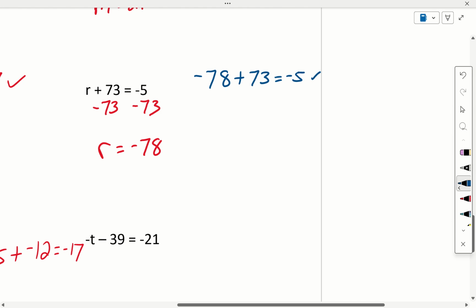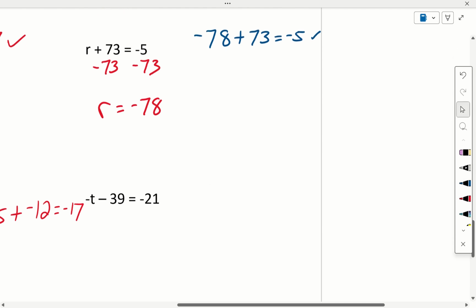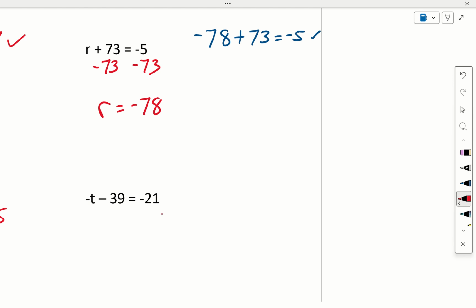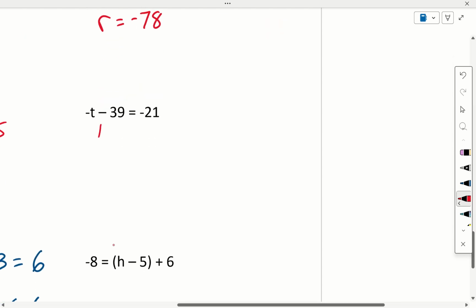Okay. Next one. We've had one similar to this before. There's a negative sign in front of that t. That's okay. The inverse of subtracting 39 is adding 39. So we're going to add 39 on the left. We're going to add 39 on the right. And we get negative t equals negative 21 plus 39 is 18. So the opposite of t is equal to 18, which means t equals negative 18.